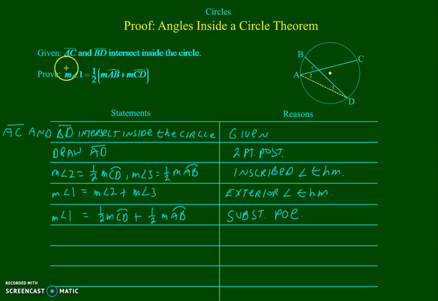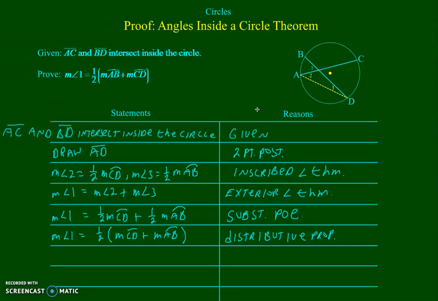Now we're really close to what we need. We have 1/2 CD and 1/2 AB. The only difference between this statement and this, other than the order, which doesn't really matter here because addition is commutative, is to distribute this 1/2. So we're going to factor this out, which is the distributive property. And when we factor out the 1/2 from these two terms, we will have our final statement. And now we've just shown that the measure of angle 1 is 1/2 the measure of arc CD plus the measure of arc AB.